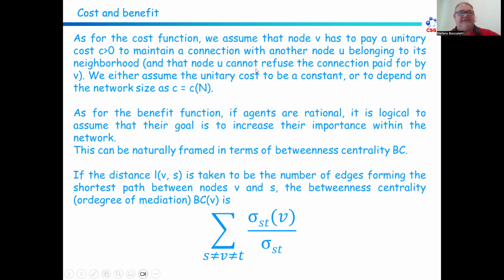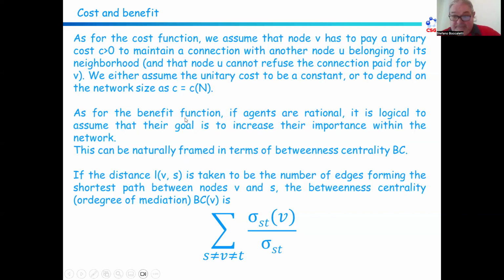So what we assume is that I am node V. I want to establish a connection with node U. I pay this cost C. You cannot refuse my connection. And that's all. Of course, this is a very, very simplified case. It's not the case of Facebook, for example, because you have to ask for the friendship and the other one has to accept. So the cost and benefits have to be mutual. But in this case, let's assume very simple. So I have to incur a cost C. I pay for this cost C, and that's all.